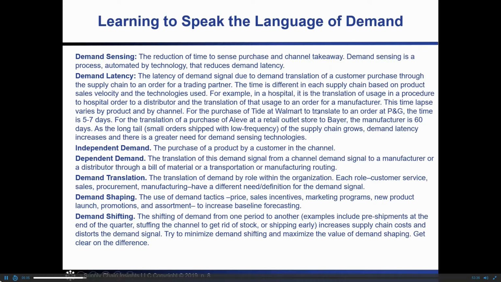And so the language of demand, as we think about the language of demand, we must start with demand sensing. And demand sensing is the reduction of demand latency to sense purchase and channel takeaway. And channel takeaway looks at what is actually happening at the moment of truth when that end consumer or customer buys the product. Reduces demand latency, and we'll talk about demand latency. And demand latency is the time it takes for the purchase at the channel to translate to an order.